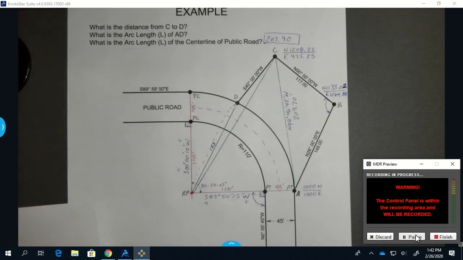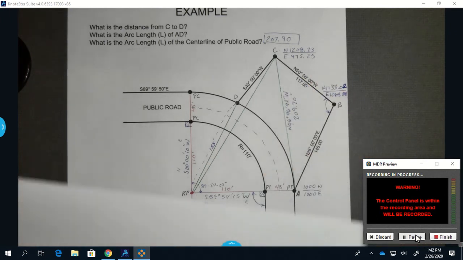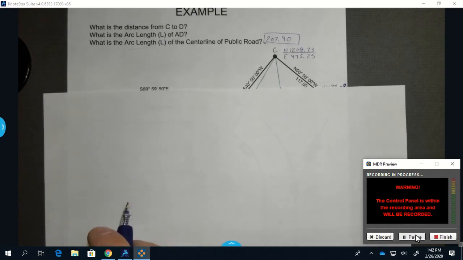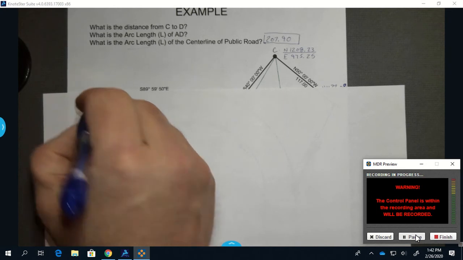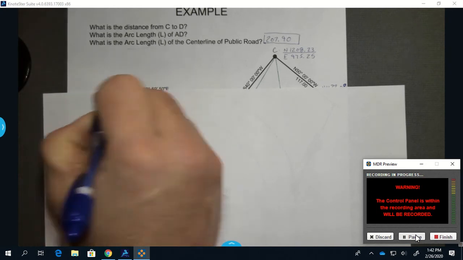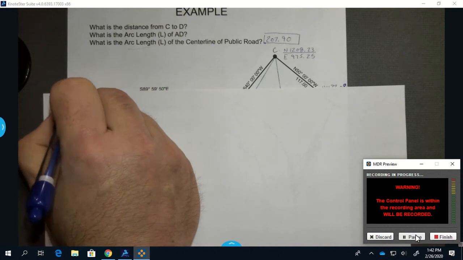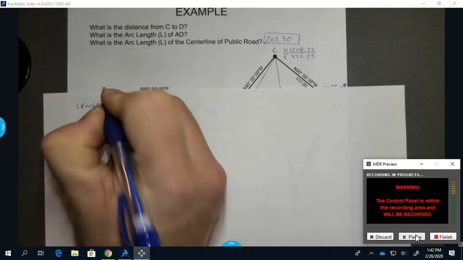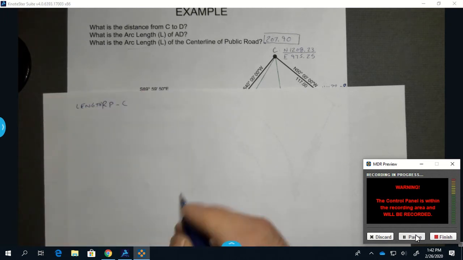All right. So let's go ahead and we'll solve from RP to C. So RP to C. We're going to go RP to C, full length. Your length RP to C.